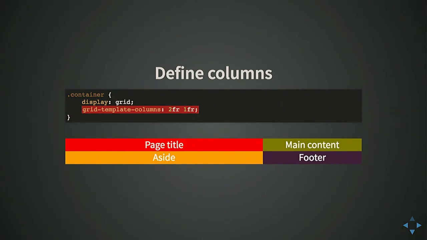Maybe you wonder what these FR characters are there. This is a very new unit created with the CSS Grid specification. We could use any kind of length value, so we could use ems, pixels, or percent, but no, we used FR. FR units represent a fraction of the available space in the grid container. In this example, the first column takes up two sections, and the second column takes one section, as you can see. And that's all we have to do.